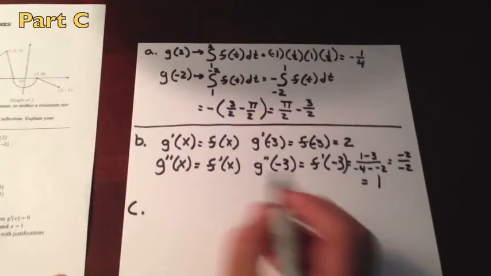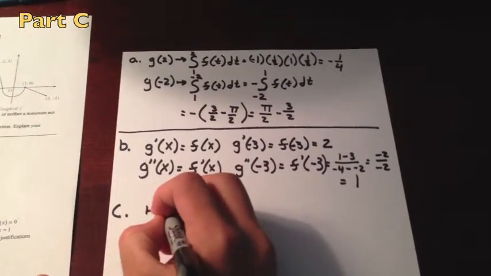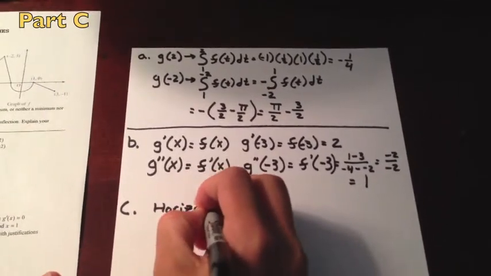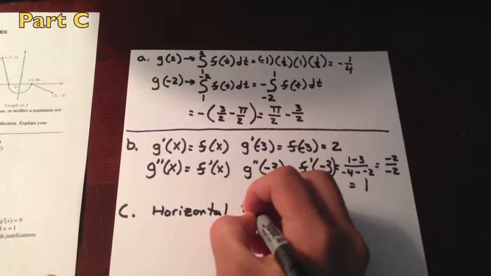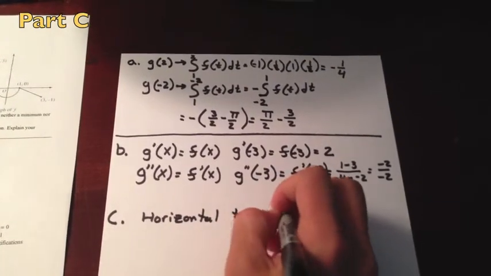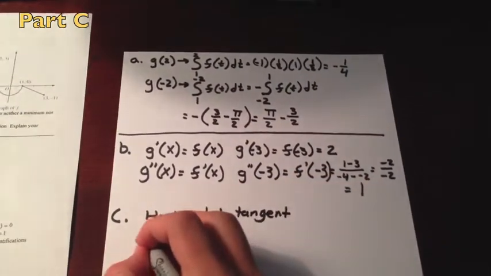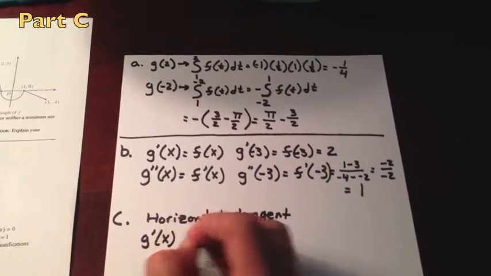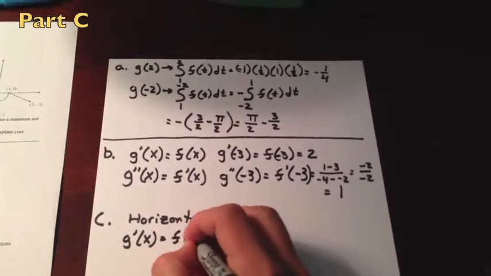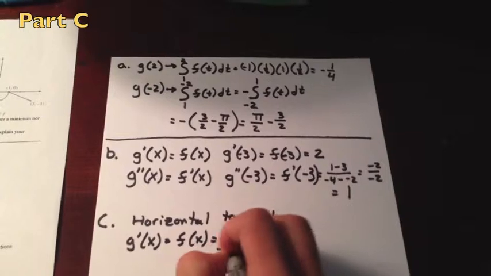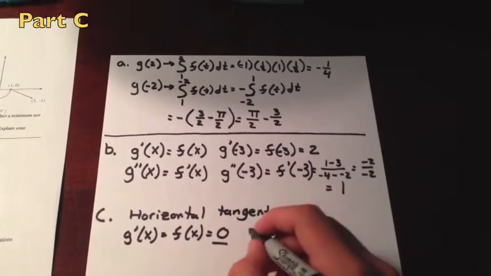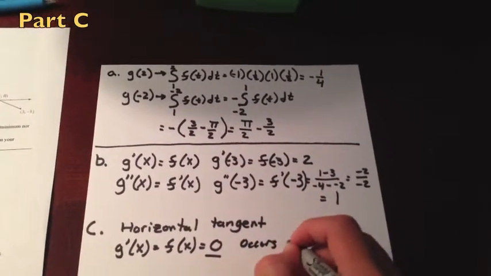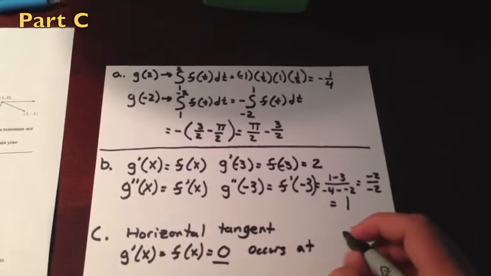Okay, so for part C, we need to find the x-coordinate of each point at which the graph of g has a horizontal tangent line. There is a horizontal tangent line when g prime of x, or f of x, is equal to 0. Looking at the graph, this occurs at 2 points, at x equals negative 1 and at x equals 1.